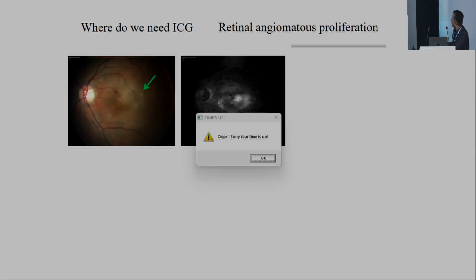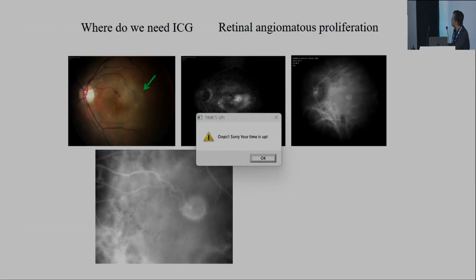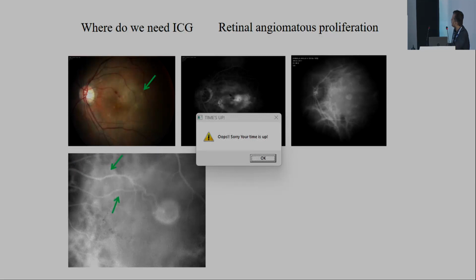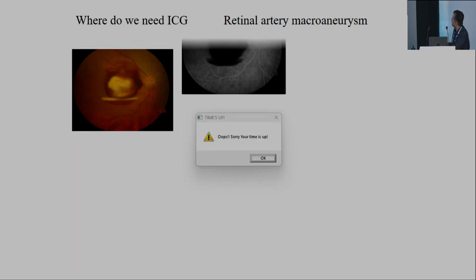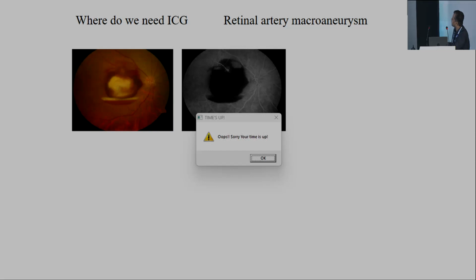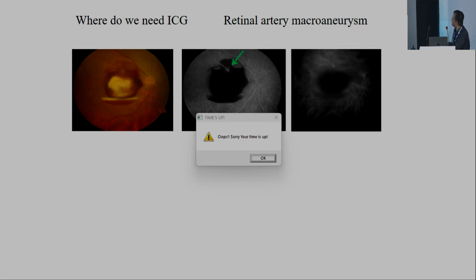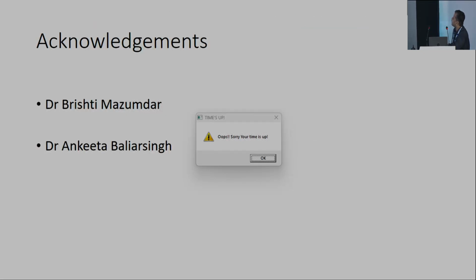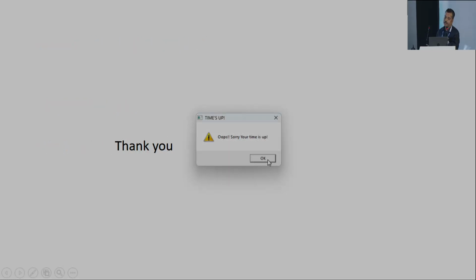And finally, we can see RAP lesions, which we are not able to pick up with FFA. ICG is also very effective in cases of retinal artery macroaneurysm. This is FFA, which is not able to pick up, but with ICG, you are able to pick up the RAM lesions. So thank you very much. I acknowledge the help of my colleagues. Thank you very much for your kind attention.